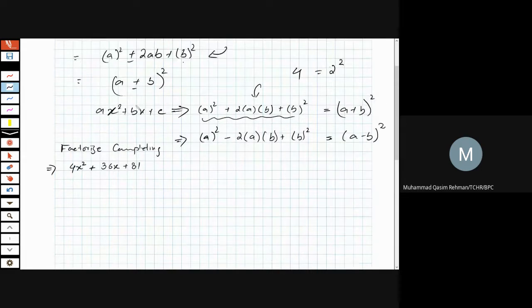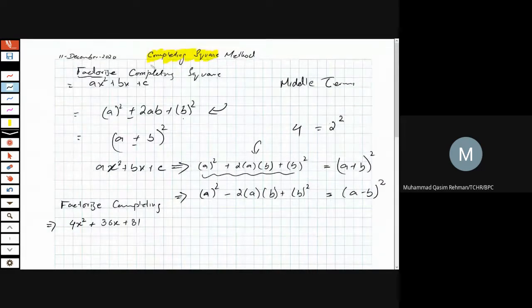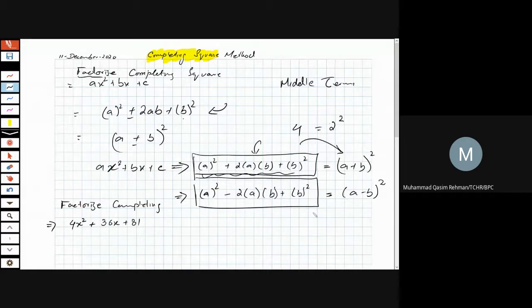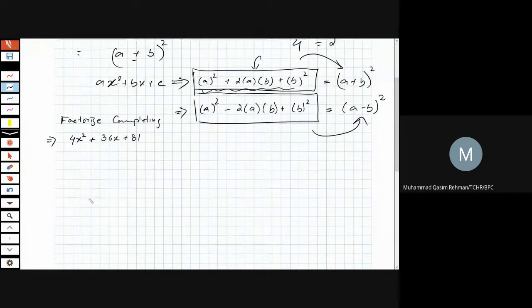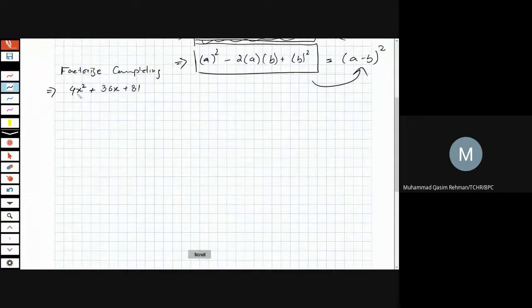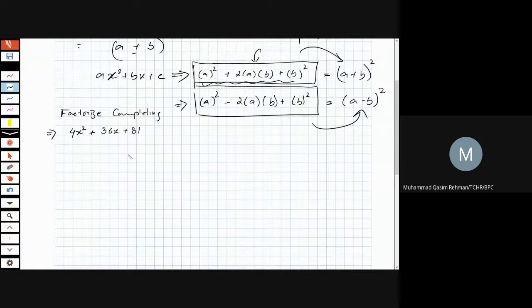Now, what does completing the square actually mean? Completing the square means transforming the given quadratic expression into either of these two formats. Once you have this, you are good to go for the factors. Now I'm going to transform each of the terms. First of all, I need to decide which expression this matches, the first one or the second one, like the expanded form of the identity.